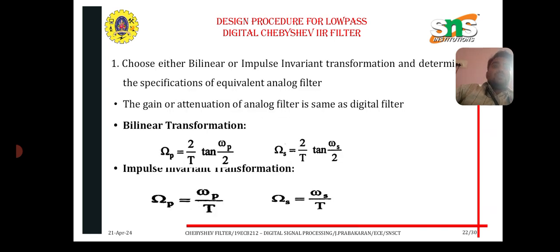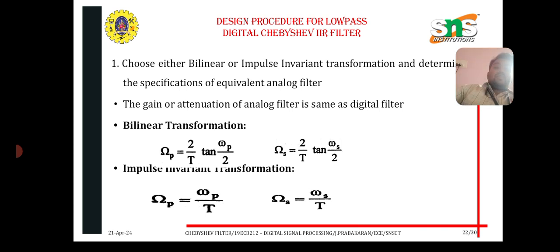Choose either the bilinear transformation technique or the impulse invariant method to determine the specification of the equivalent analog filter. The gain and attenuation of the analog filter is the same as the digital filter. Here, two formulas are there: one for the bilinear transformation technique and another for the impulse invariant transformation technique.